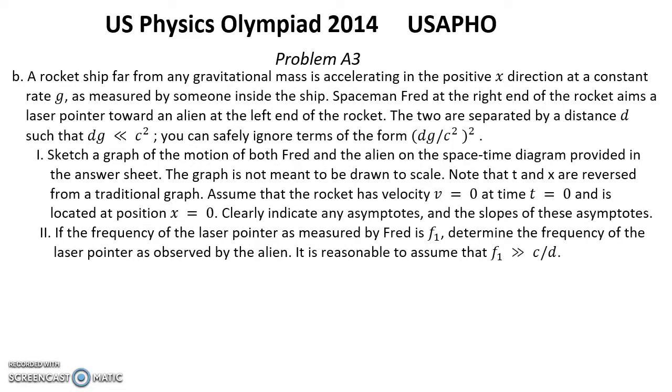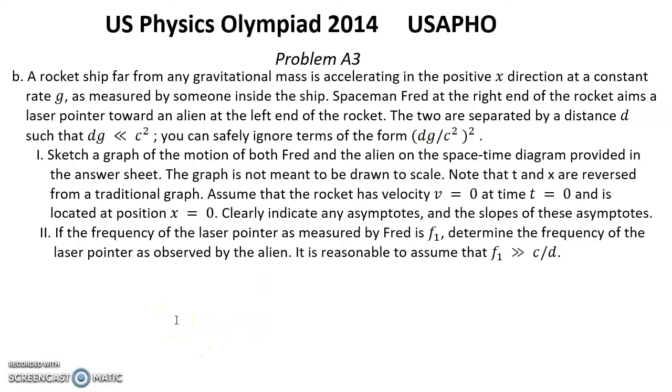Part B. A rocket ship far from any gravitational mass is accelerating in the positive x direction at a constant rate g, as measured by someone inside the ship. Spaceman Fred, at the right end of the rocket, aims a laser pointer toward an alien at the left end of the rocket. The two are separated by a distance d, such that dg is much less than c square. You can safely ignore terms of the form of this one.